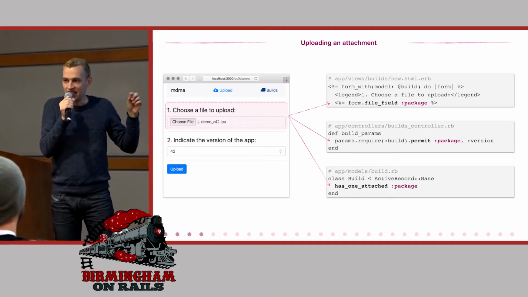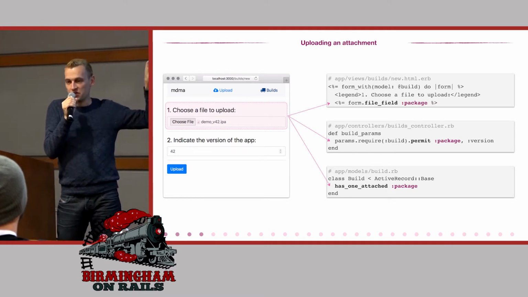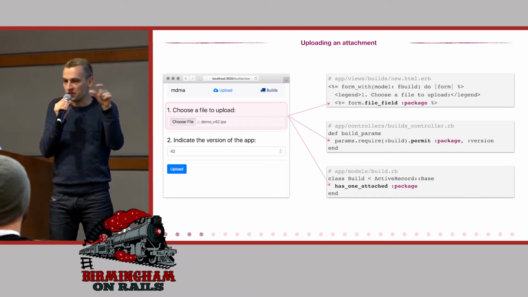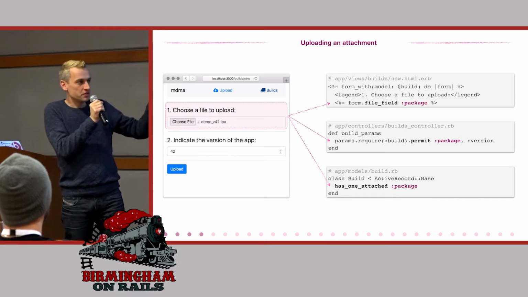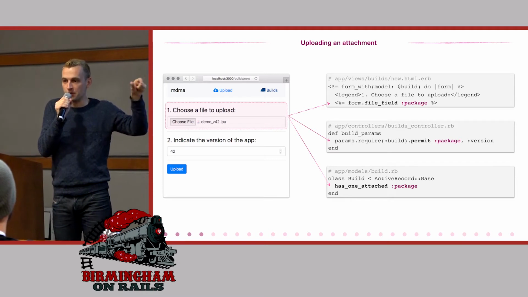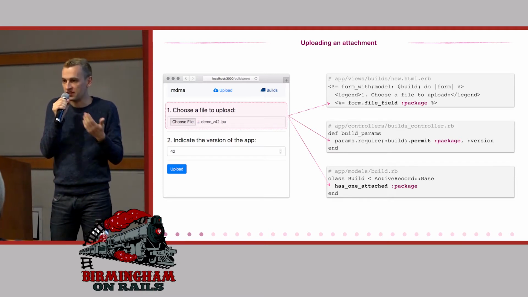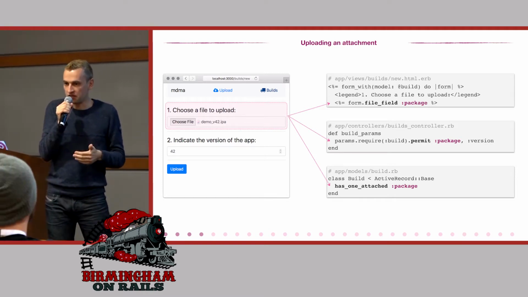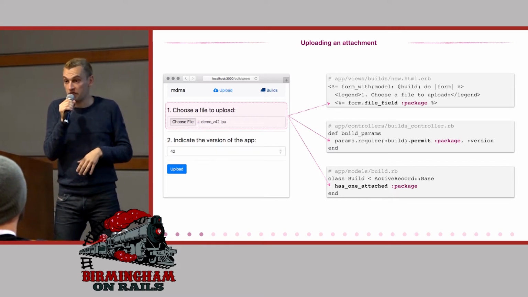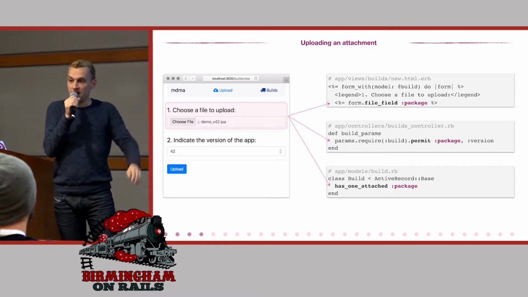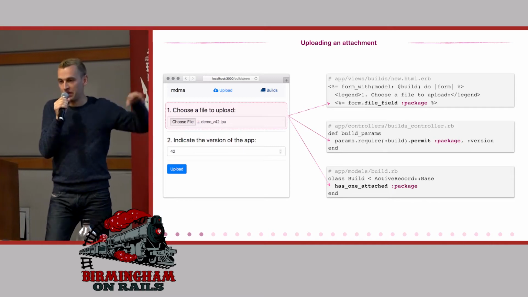And finally, this is the most powerful thing. You just add one line of code to your model, to your build model, and you say has one attached package. Has one attached is a method that comes from Active Storage that enables all of this. So you do all of that, your form, submit, you have the file.